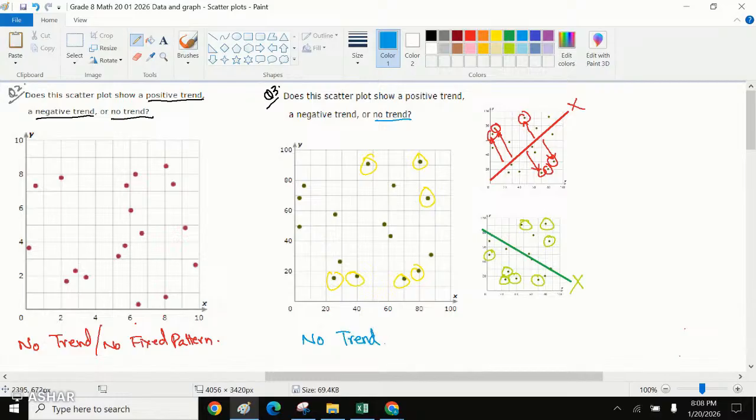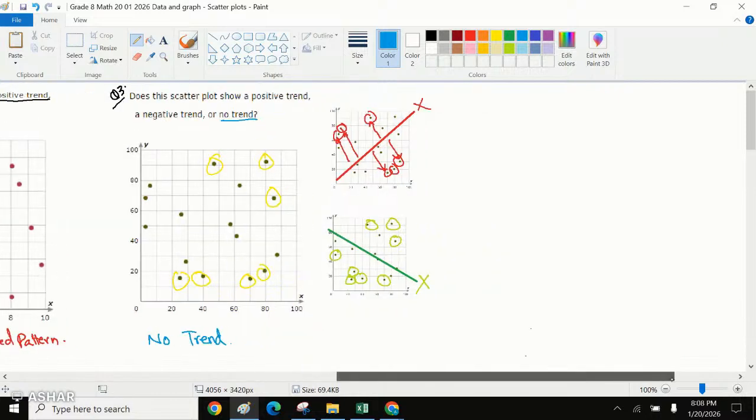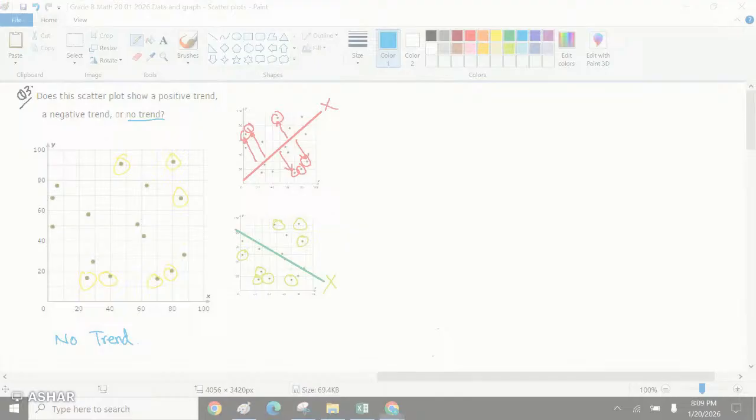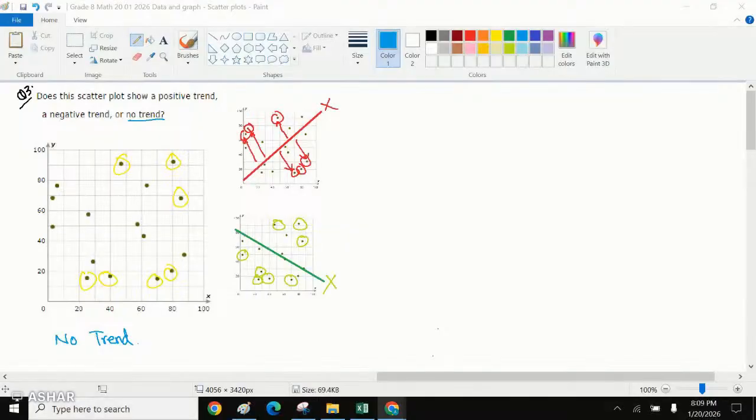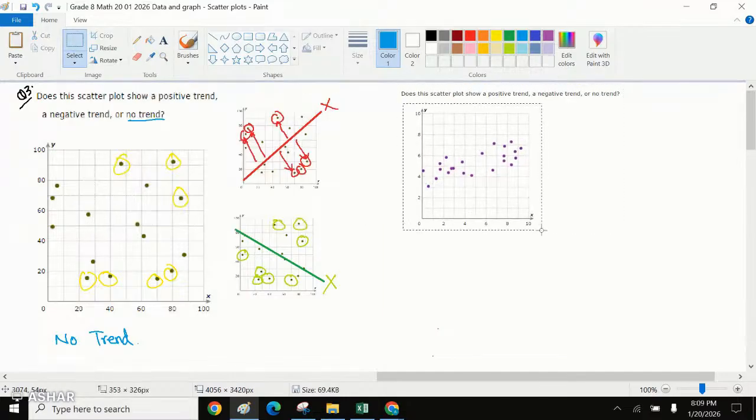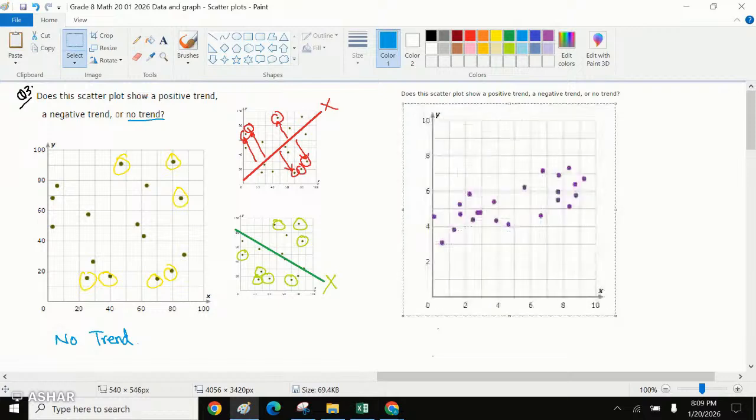No trend means there is no particular format or there is no particular thing that was being followed over here. Everything was just random, okay? So whenever everything is random, we say there is no particular trend. Okay, moving ahead to the next question. The next question says, question number 4 says, would this trend be a positive trend or a negative trend? Let's see.